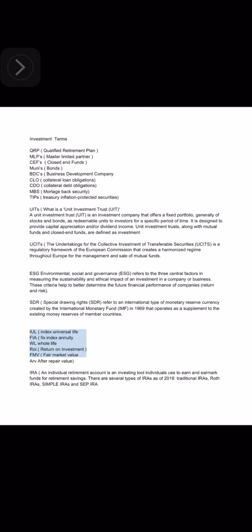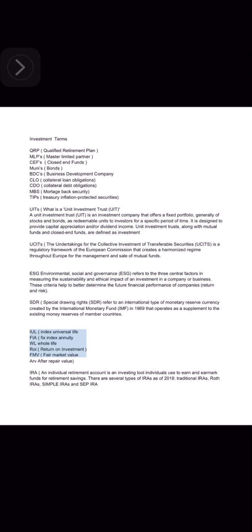IRA. An individual retirement account is an investing tool individuals use to earn and earmark funds for retirement savings. There are several types of IRAs as of 2018: traditional IRAs, Roth IRAs, SIMPLE IRAs, and SEP IRAs, Coverdell Education Savings Account, Health Savings Account, Solo 401(k), Checkbook Controlled IRA LLC, P2P, Peer-to-Peer.